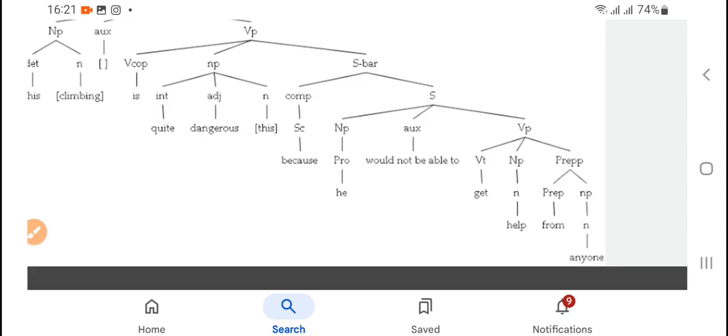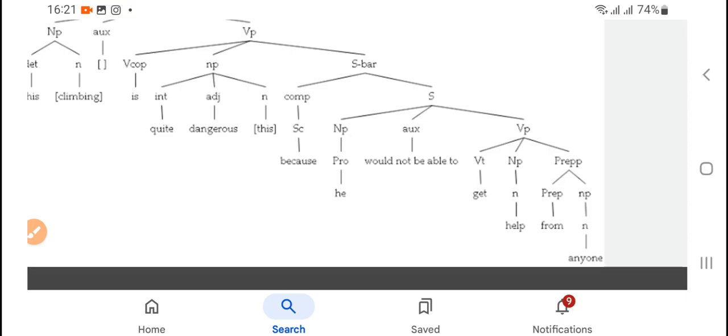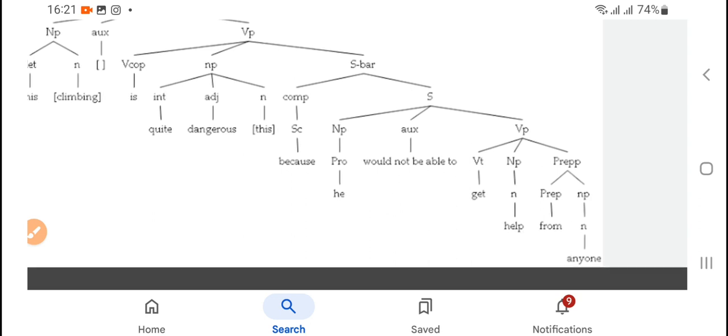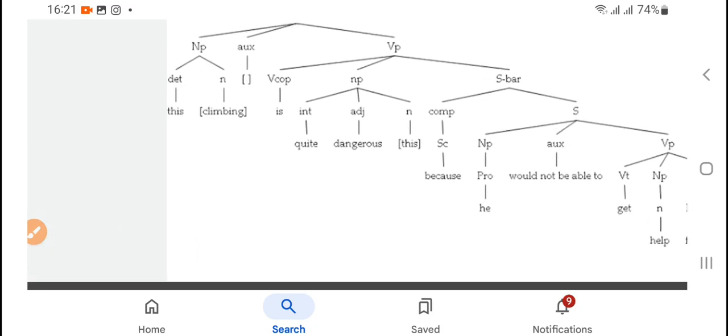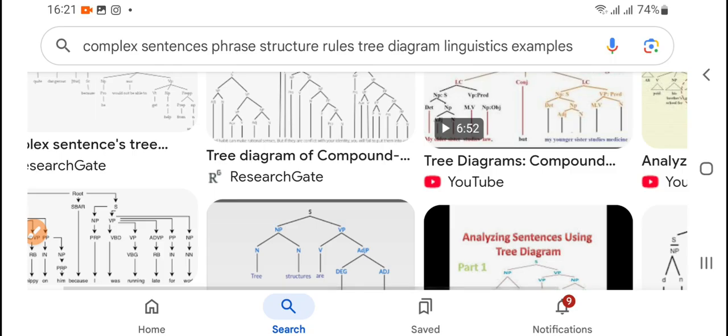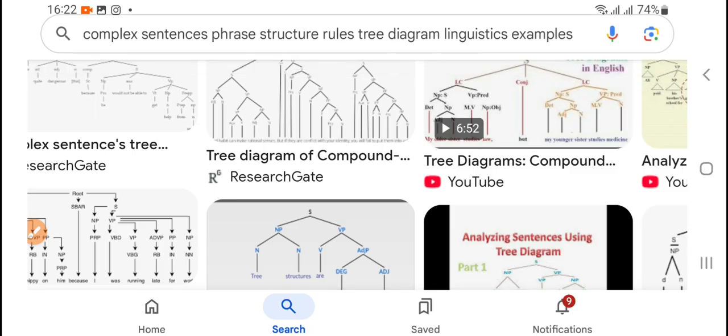And then NP, noun phrase, get help. Help is a noun. Help and then from, a prepositional phrase, anyone. Okay. These are the complex sentences. Another one is also an example of a complex sentence.